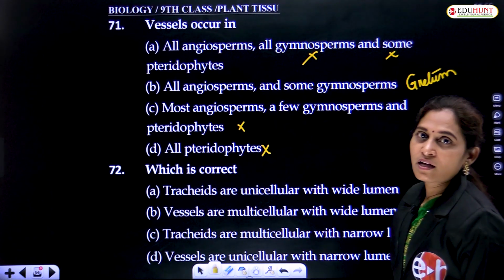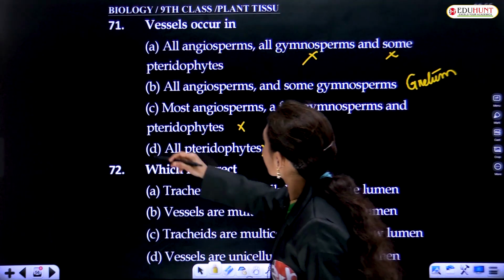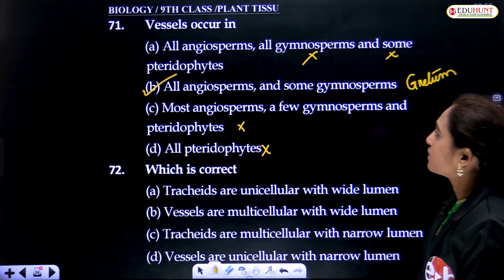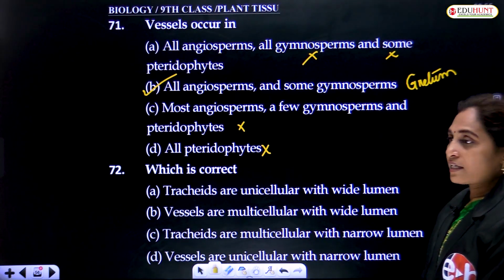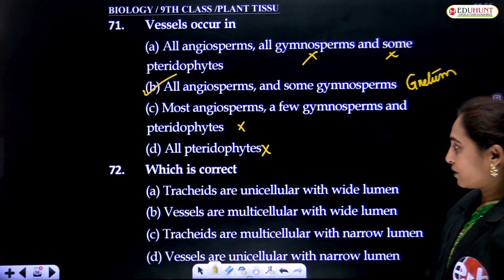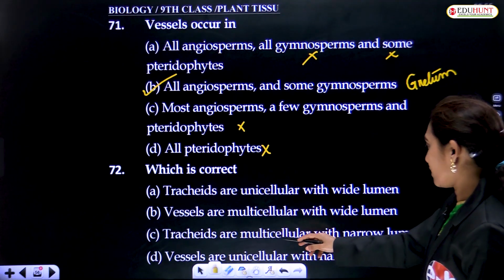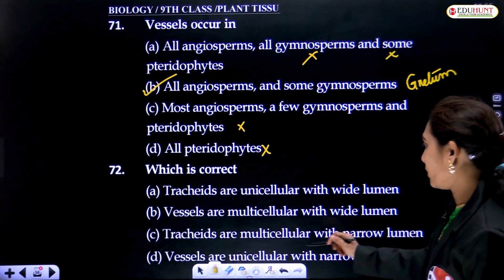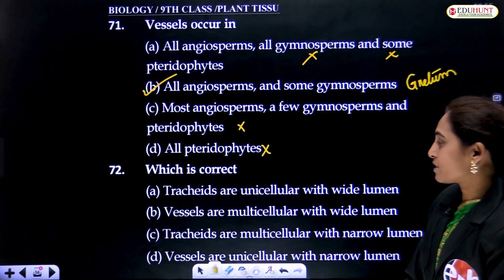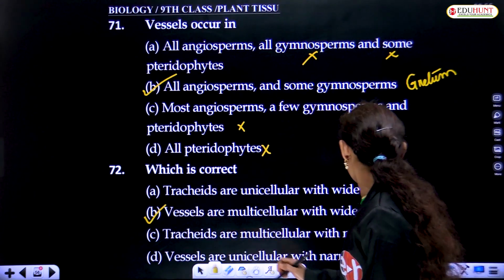Neetum, where the gymnosperm possess vessels. So all angiosperms and some gymnosperms possess vessels, which is the correct option here. Tracheids are unicellular with wide lumen. Vessels are multicellular with wide lumen. Tracheids are multicellular with narrow lumen. Vessels are unicellular with narrow lumen. Vessels are multicellular with wide lumen.